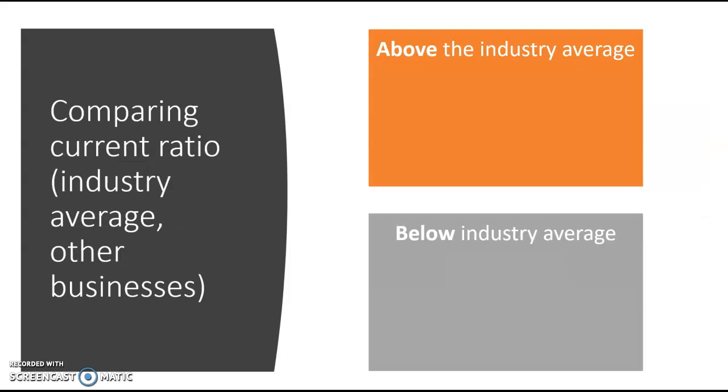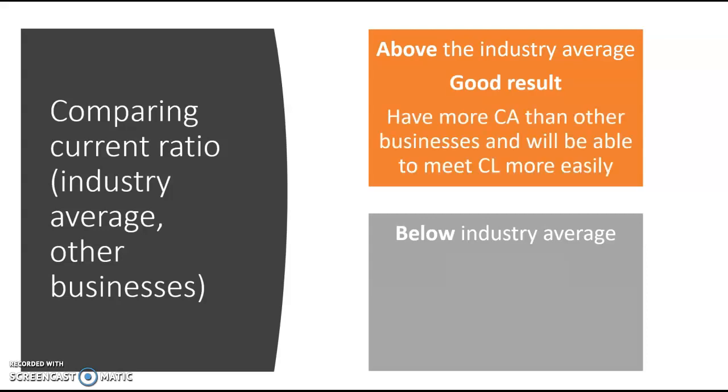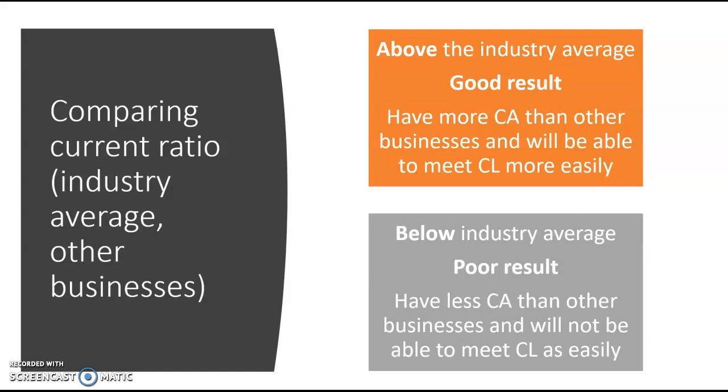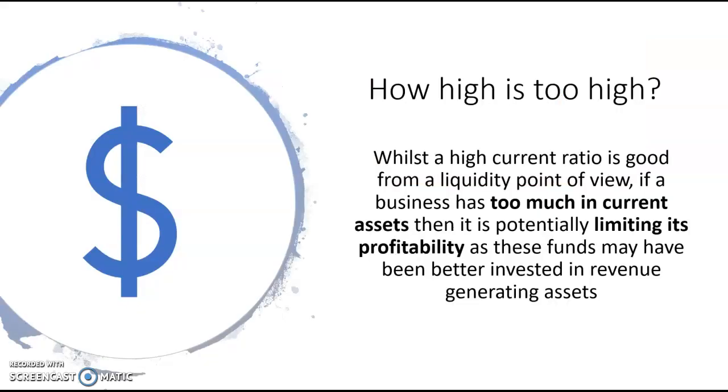So, in comparison to the industry average, if we have a current ratio that is higher than the industry average, so the industry average might be 2 to 1 and we might be 3 to 1, this is a good result for the business. And it's a good result because it means that the business has more current assets to cover current liabilities than other businesses in the industry. However, if we get a result that is below the industry average, this is a poor result for the business. And it means that they actually have less current assets to cover current liabilities than other businesses in the industry. So they don't have that same safety margin to be able to cover those current liabilities.